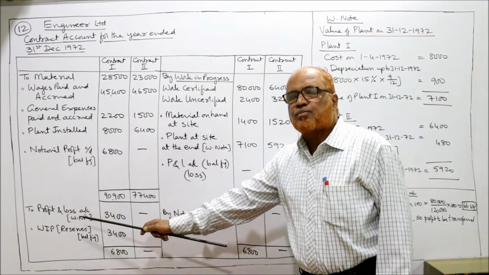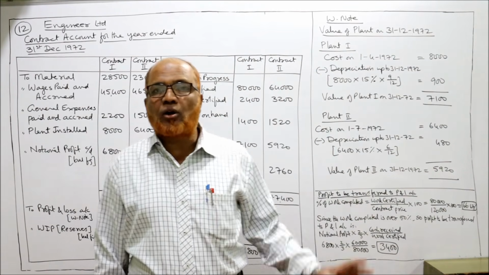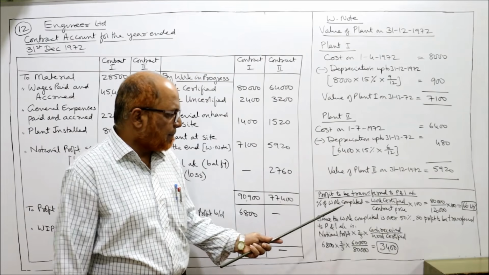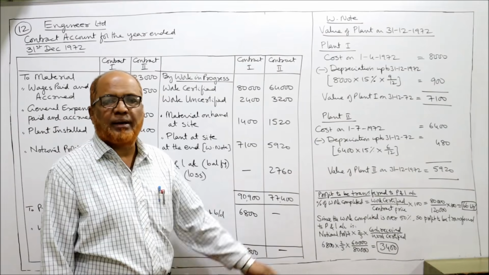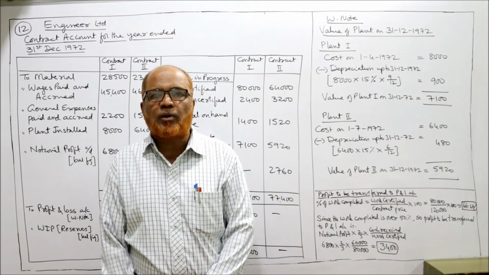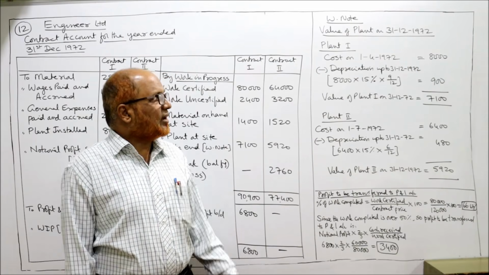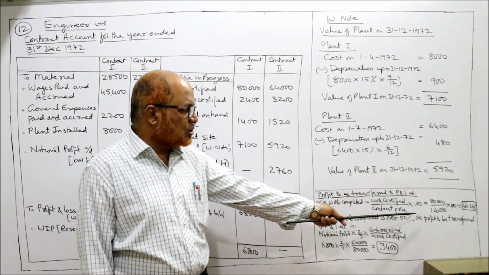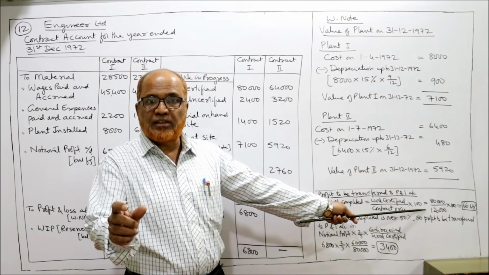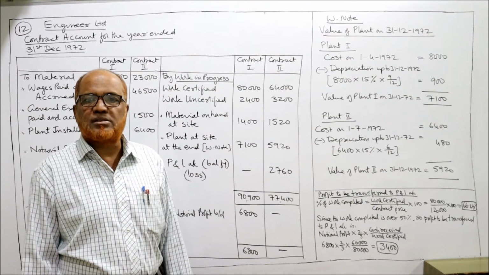Now we have to find out how much profit will be transferred to profit and loss account, how much will be transferred to reserve. Now we have to find out how much percentage of work completed. Profit to be transferred to P&L account, percentage of work completed, work certified by contract price into 100. Previous problem also we have applied this formula to find out percentage of work completed. So work certified is 80,000. Contract price is 1,20,000. Contract price given in the problem 1,20,000. So percentage comes to 66.67%.